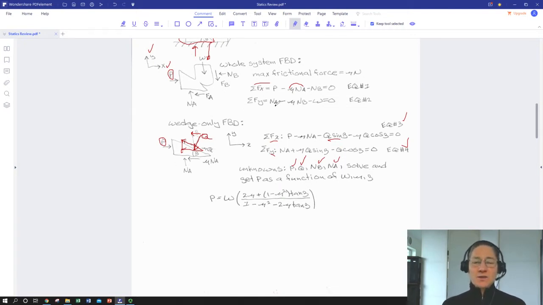So if you wanted to actually go through and solve it, you would find that this expression is the relationship between the horizontal force P, pushing to the right, needed to get the wedges moving, given these weights, angles, and coefficients of friction.